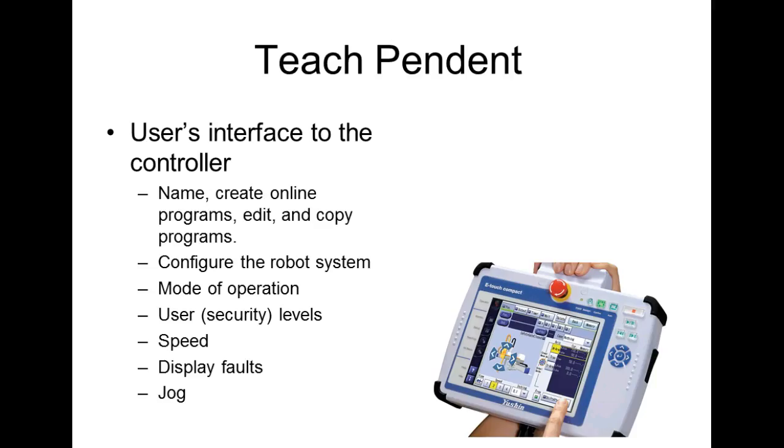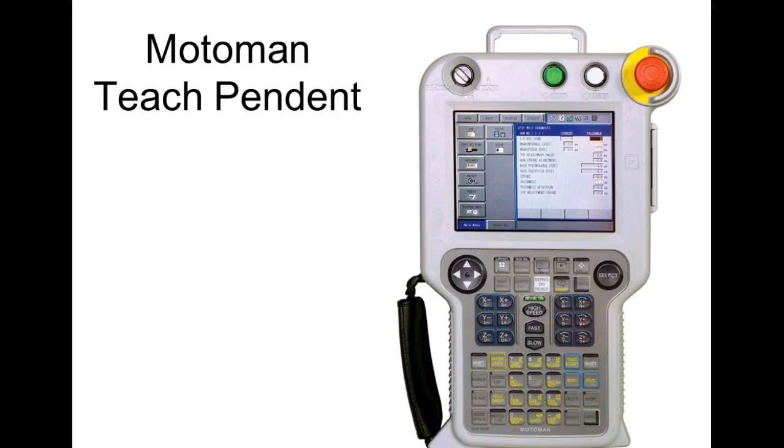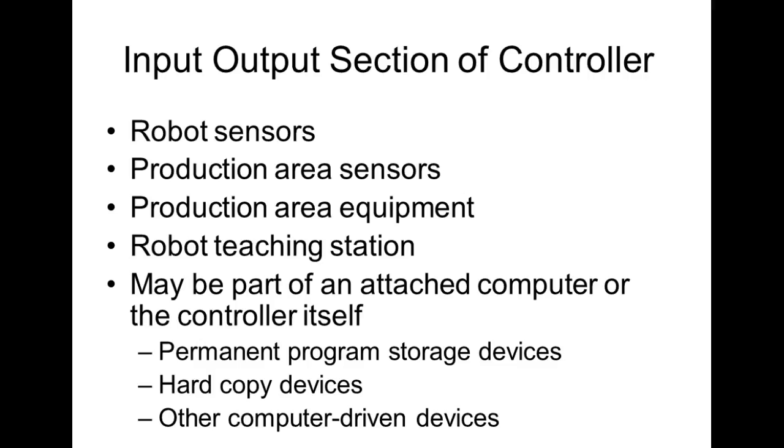Did we leave out any? So there's the Kuka, there's the Fanuc, there's the Motorman, and I don't have the ABB. So I'll have to find that and put that in there.